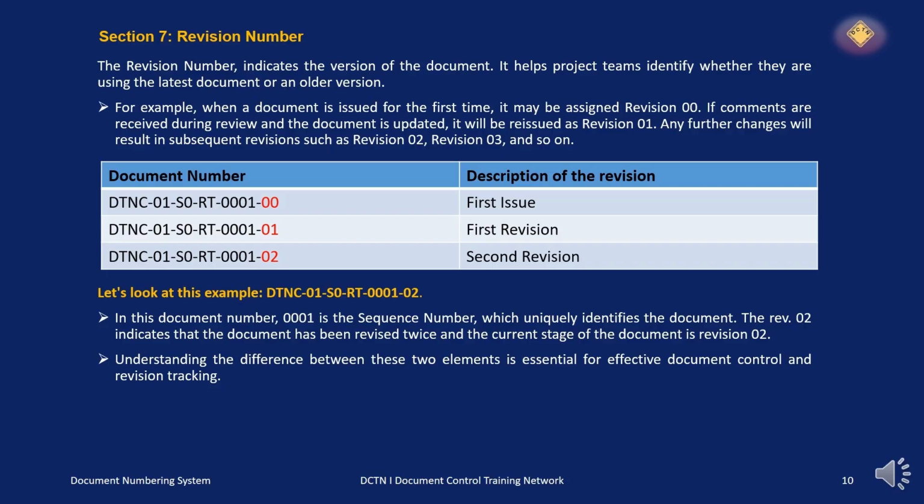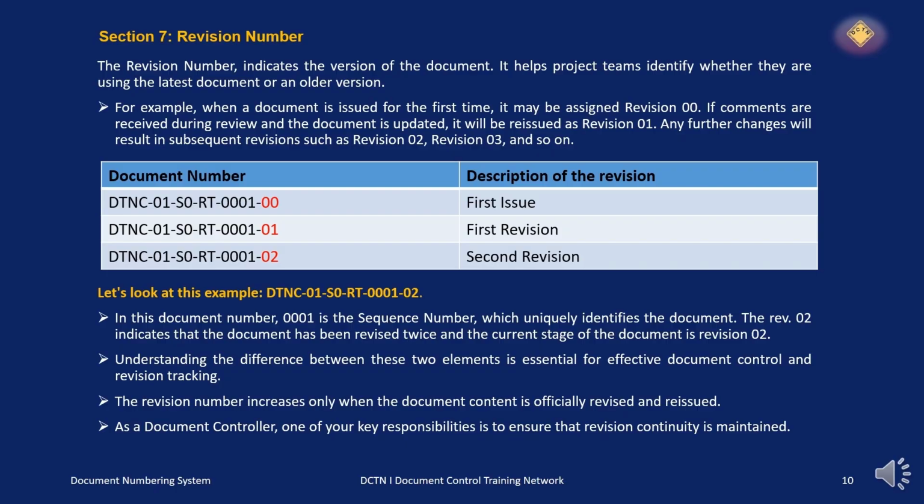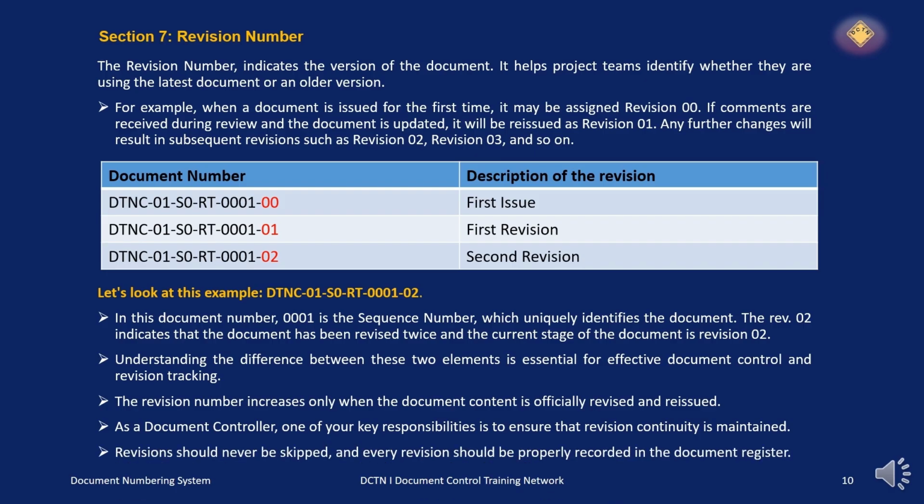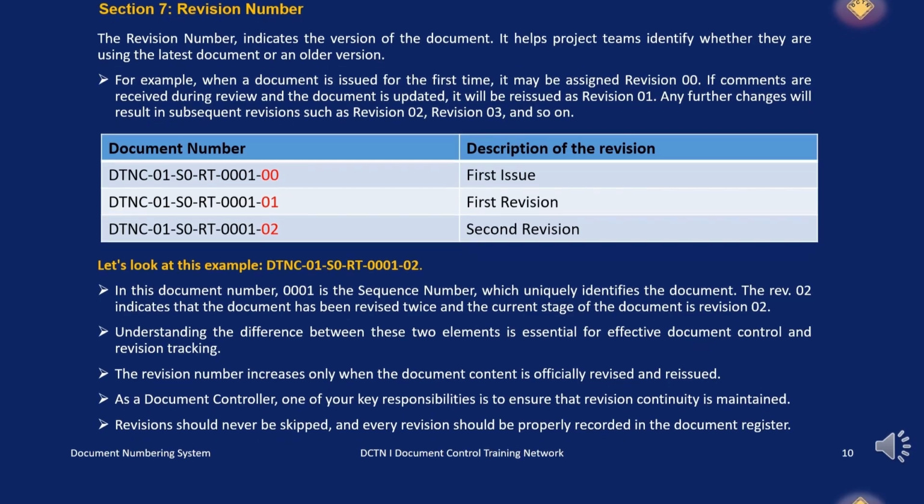Understanding the difference between these two elements is essential for effective document control and revision tracking. The revision number increases only when the document content is officially revised and reissued. As a document controller, one of our key responsibilities is to ensure that revision continuity is maintained. Revisions should never be skipped and every revision should be properly recorded in the document register.